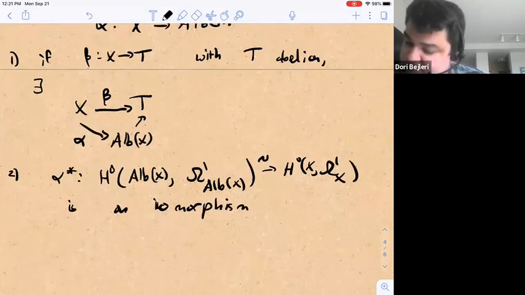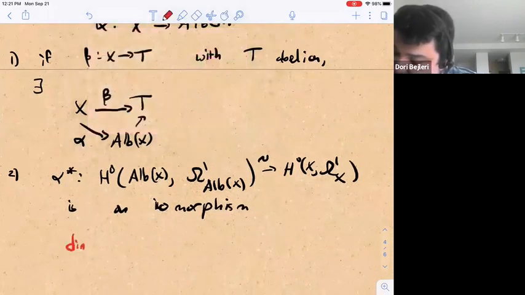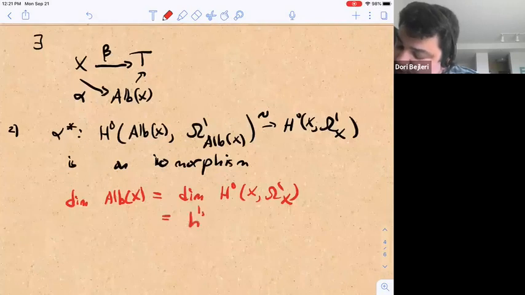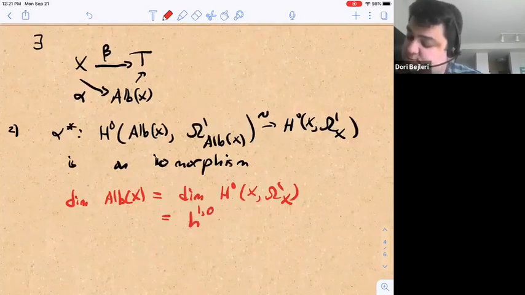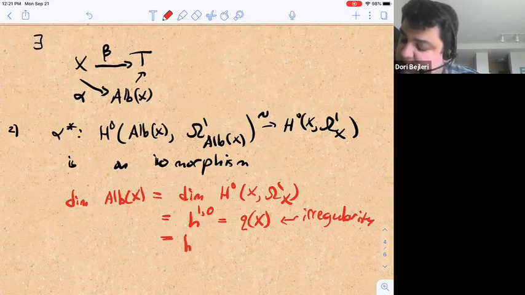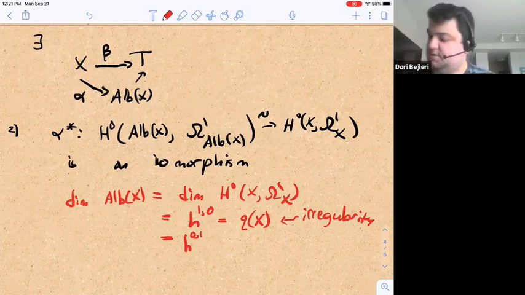So in particular, this tells us that the dimension of the Albanese is the dimension of H0 omega 1, which is usually denoted H10, which is, for surfaces at least, called the irregularity. Really, I should say, by Hodge symmetries it is the same as H01, and maybe that's more commonly called the irregularity.